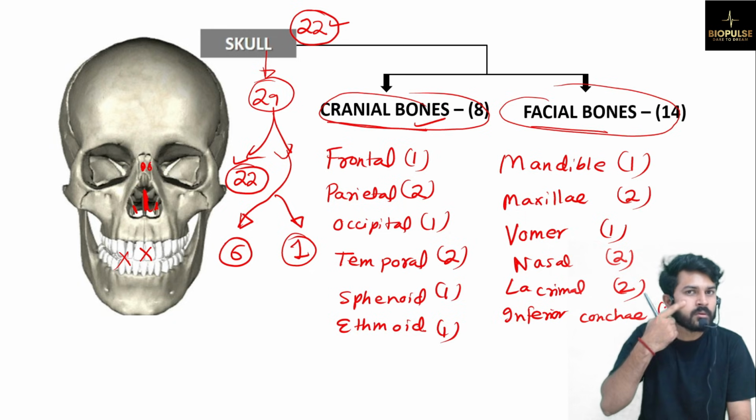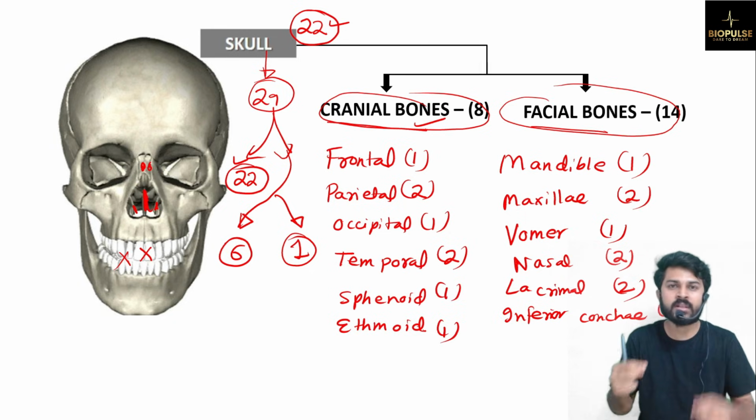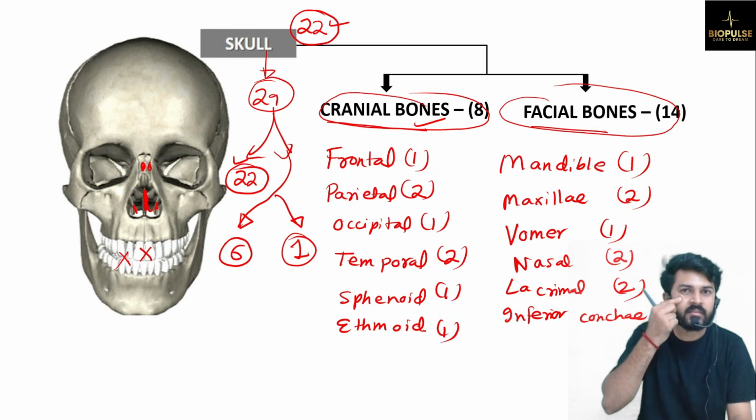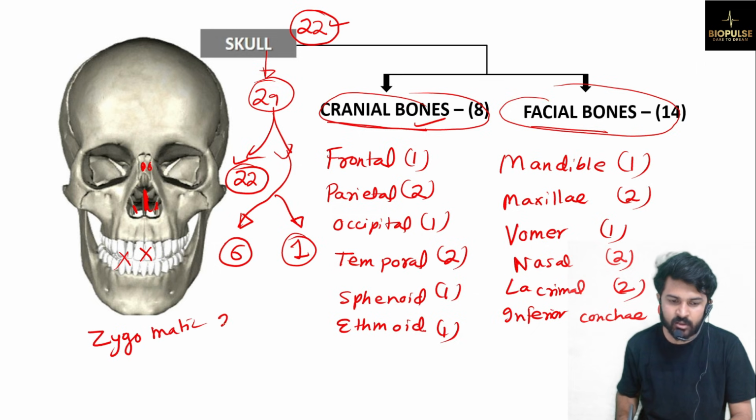Do you know cheekbone? This one, cheekbone. When you are seeing a small child, you are doing what? Like this. So this is the cheekbone. This cheekbone is known as zygomatic bone. Here, this side I am writing. Okay, zygomatic. How many zygomatic? 2.